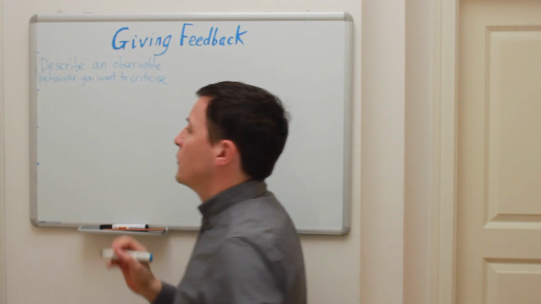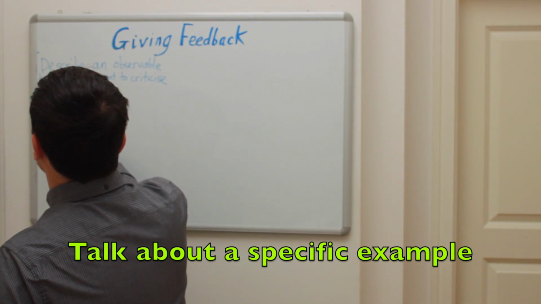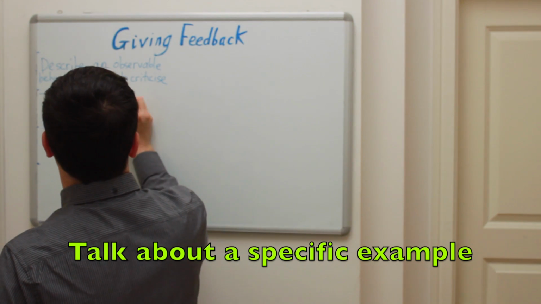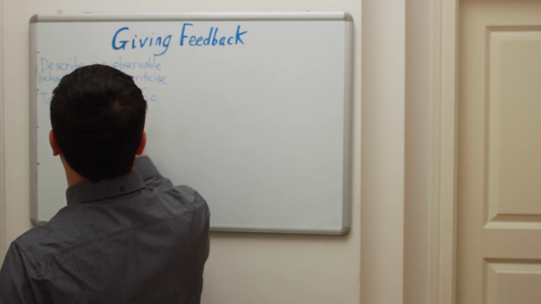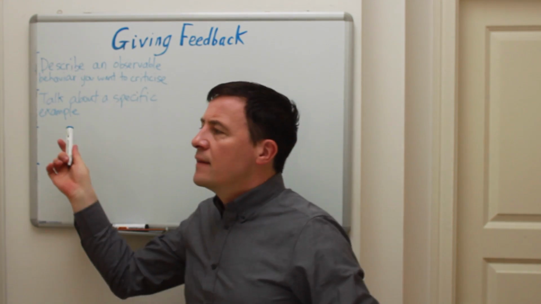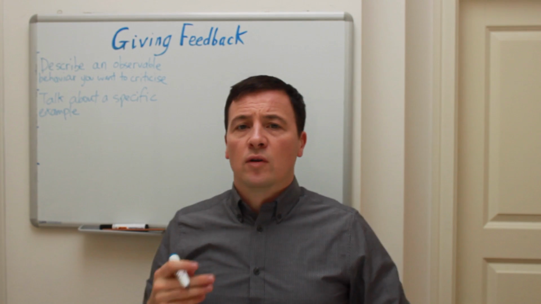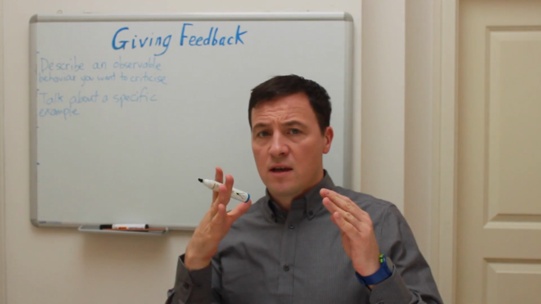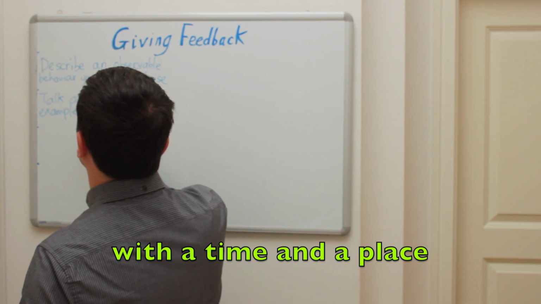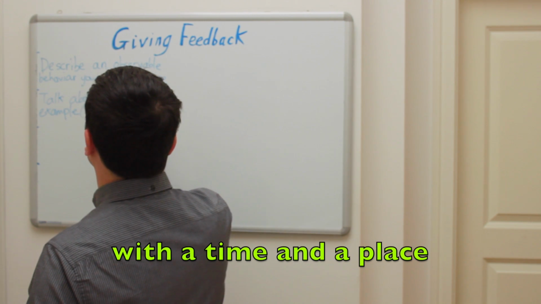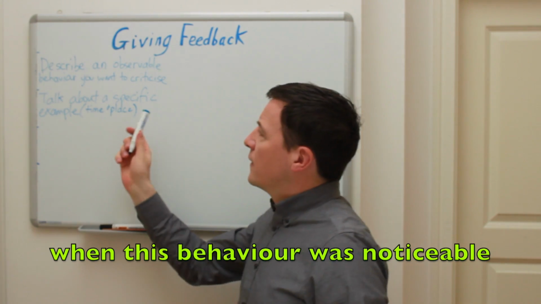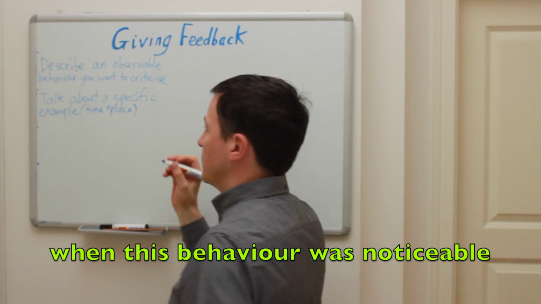The second step would be to talk about a specific example. And in this specific example or situation, it's important to say a time and a place. So, a specific example with the time and place when this behavior was noticeable.